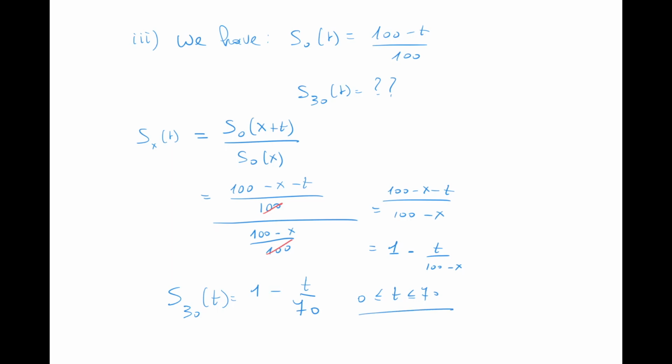In this case, I cannot take t larger than 70 because if I'm 30 years old, I survive for 70 years, I reach the age of 100, and in this model, you can never breach that age.